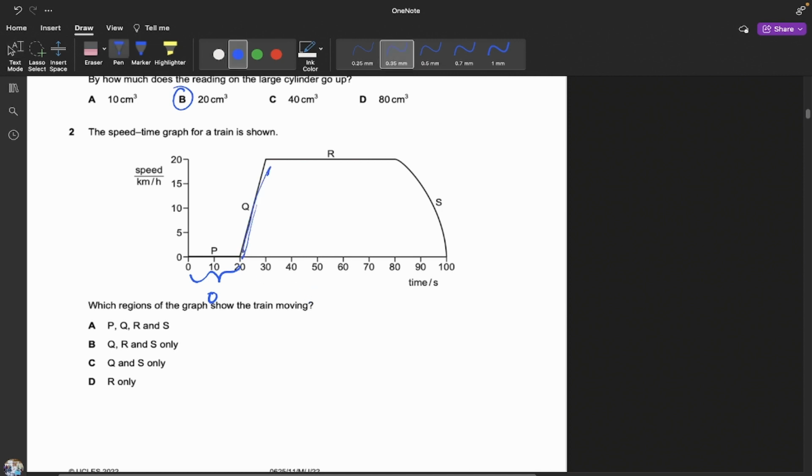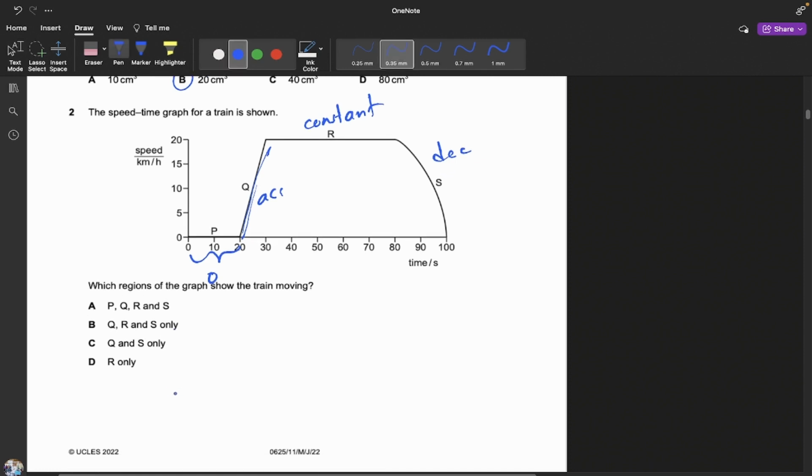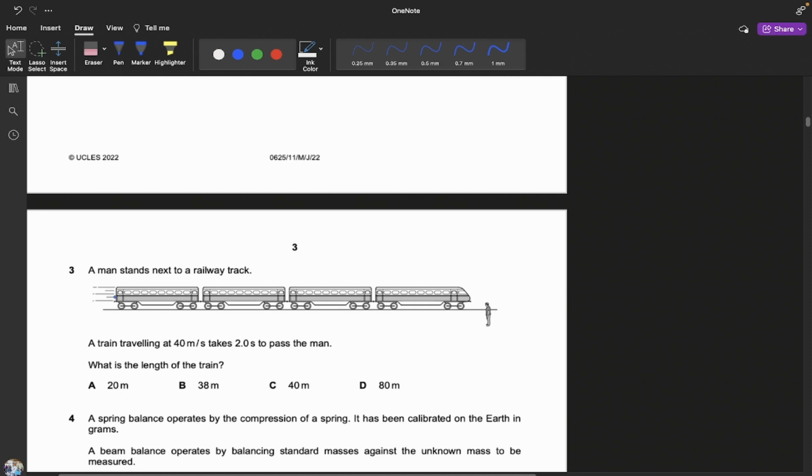Here this is accelerating. Here it's moving with constant speed. This is a speed time graph, so it's moving with constant speed. Here you can see the gradient is decreasing, so it is decelerating. The question, which regions of the graph show that the train is moving? So Q, R, and S. Answer is B.